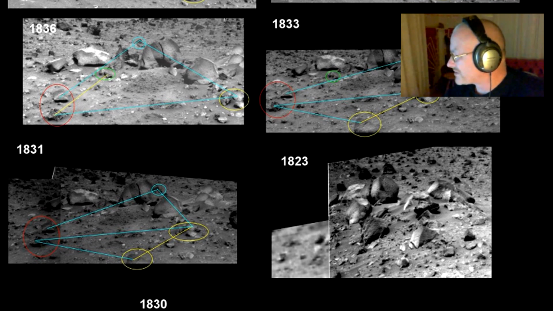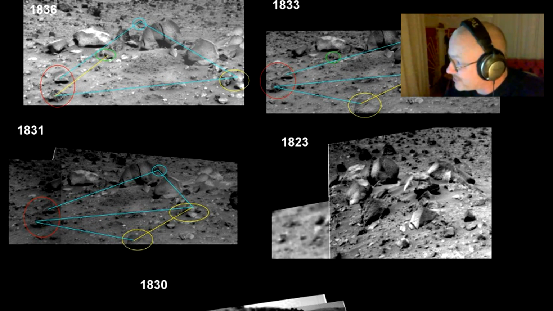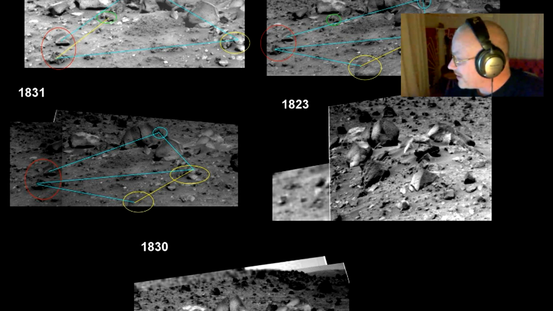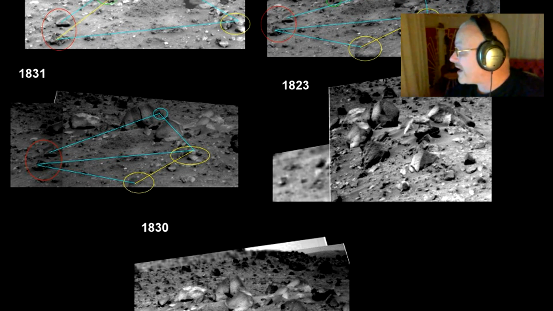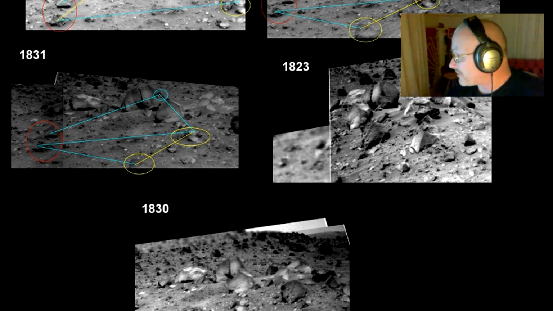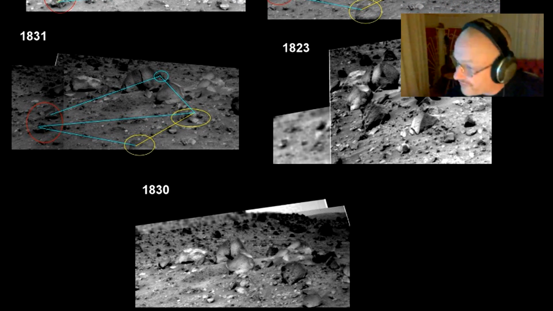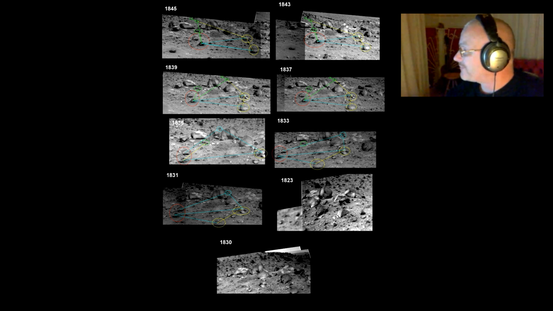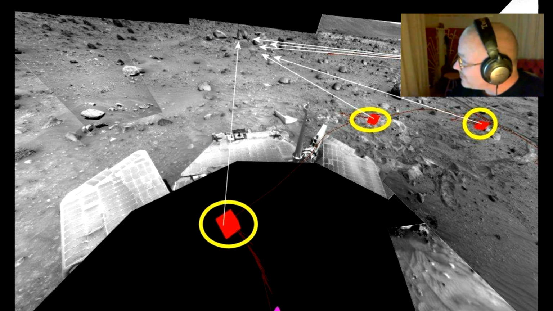It's 1, 2, 3, 4, 5, it's 7 images here. No, 9, sorry. I've got 9 here, and it's from when it started on 1823 to 1845. Now, it was a few days, but there's one little rock in the background that moves a lot, but the rest of the rocks, you can tell that the rover's moving, but you can't really tell how much it's moving.